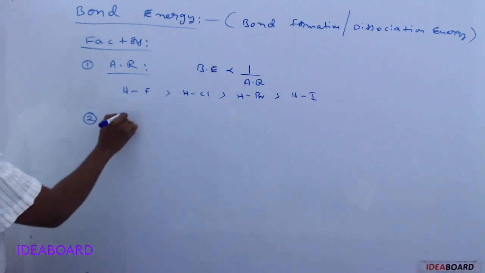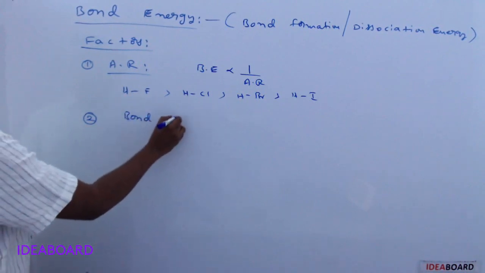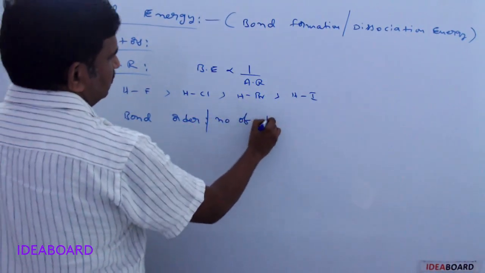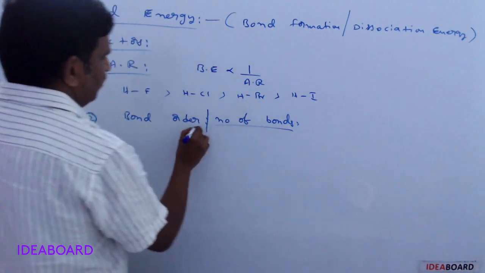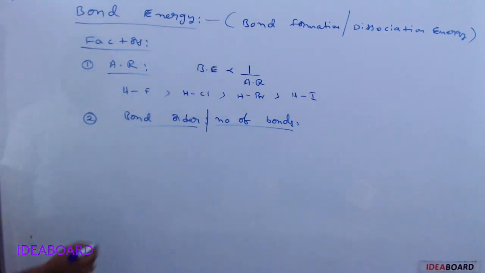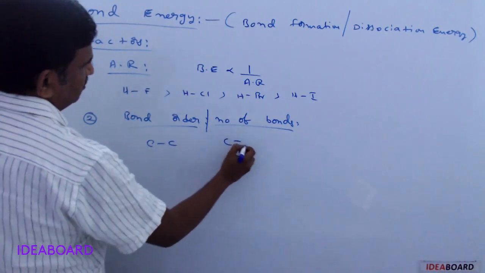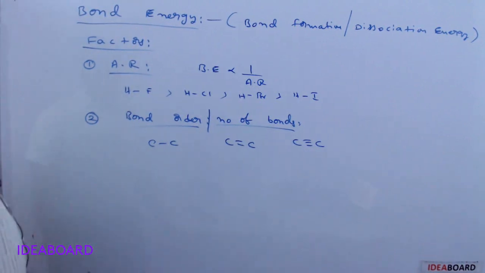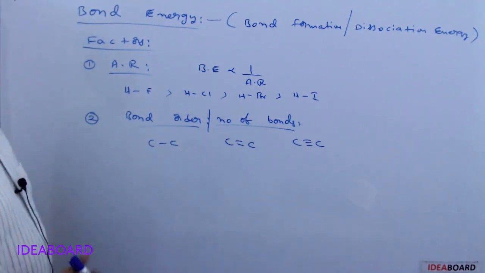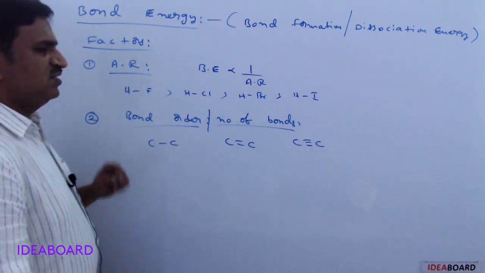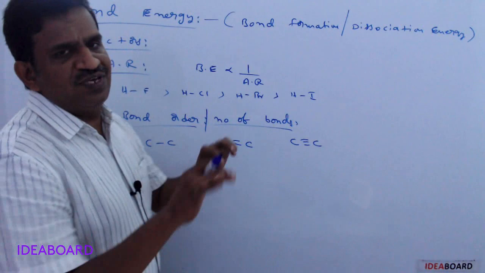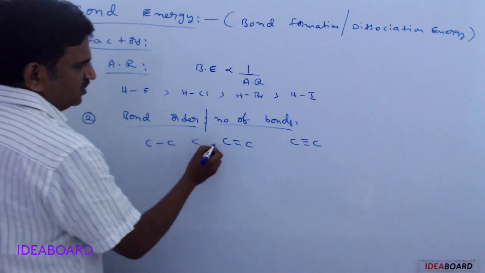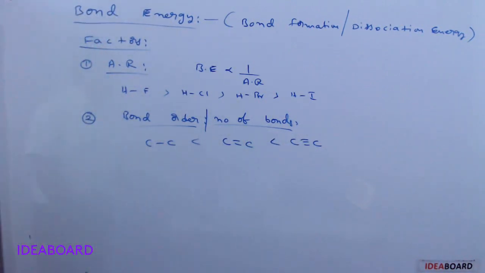The second one is bond order, also called the number of bonds. Suppose C single bond C, C double bond C, C triple bond C is present. What happens? In childhood you also studied a story: when we have only one stick we can break it easily, two sticks we cannot break easily, and three sticks is very difficult. Like that, as the number of bonds increases, the bond energy value increases.